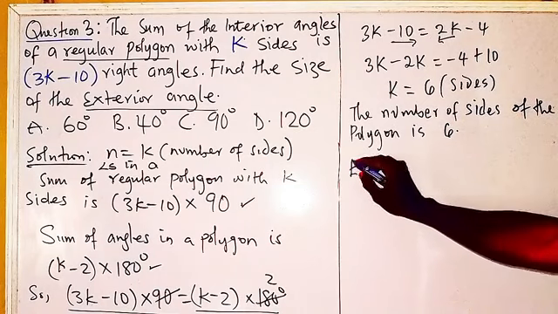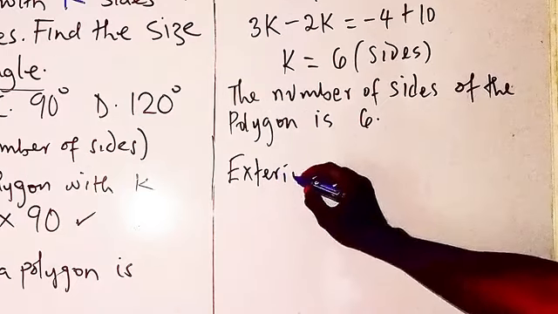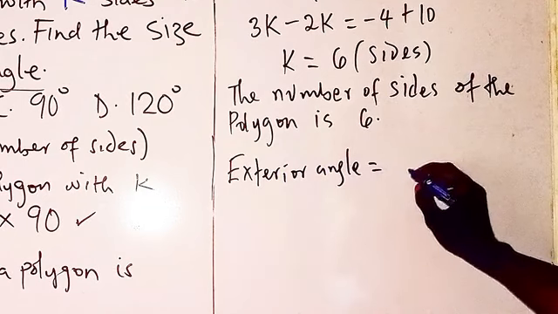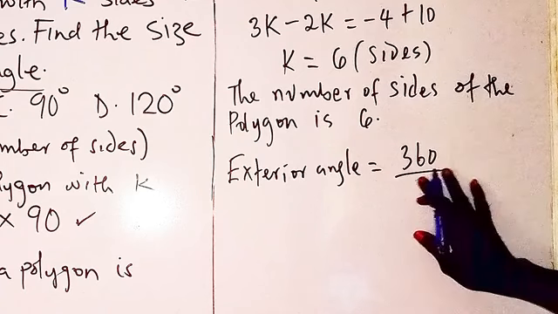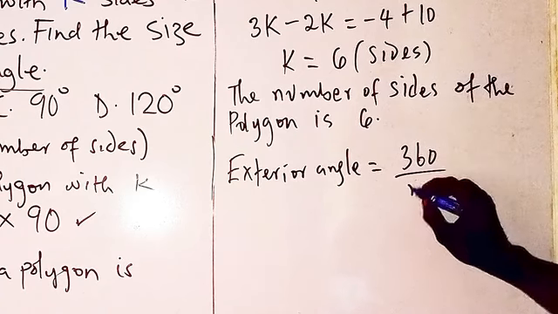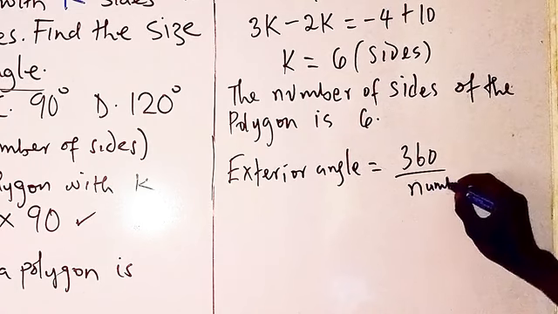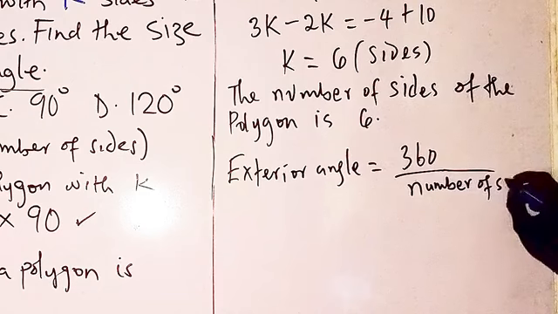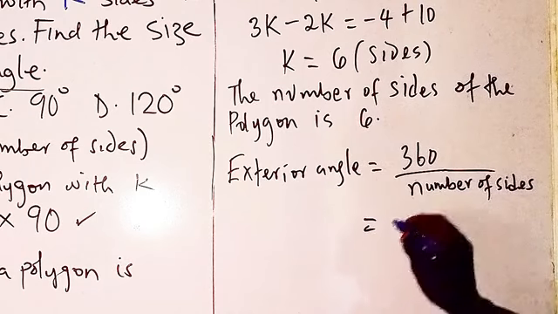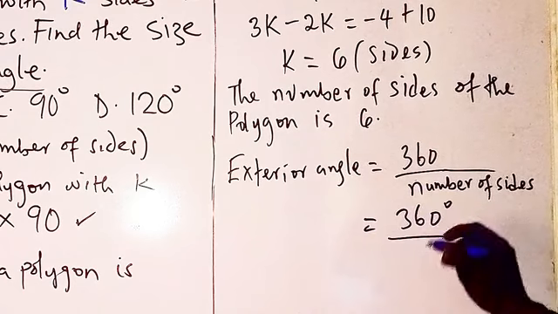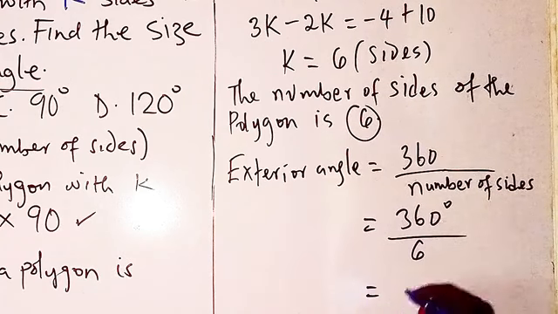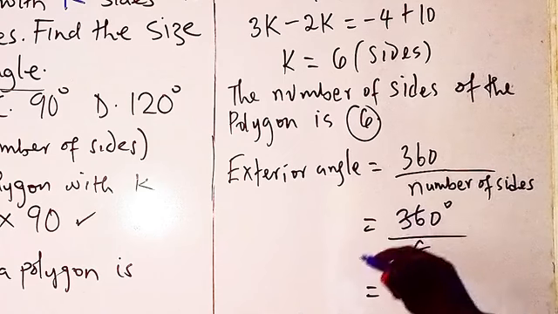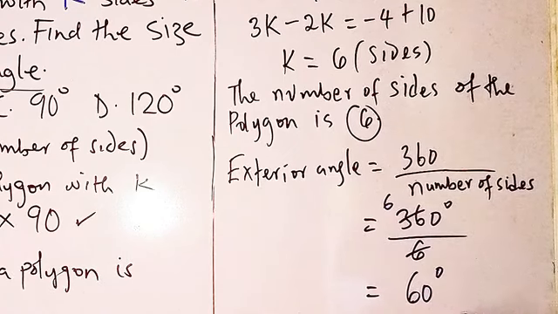So now the formula, if you want to find an exterior angle of a polygon, is always 360 divided by the number of sides n. Therefore, we are going to have 360 degrees divided by the number of sides, which is 6 here. So 360 divided by 6, we are going to have 60 degrees.